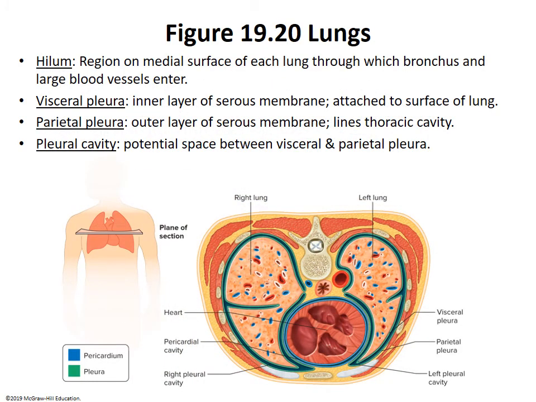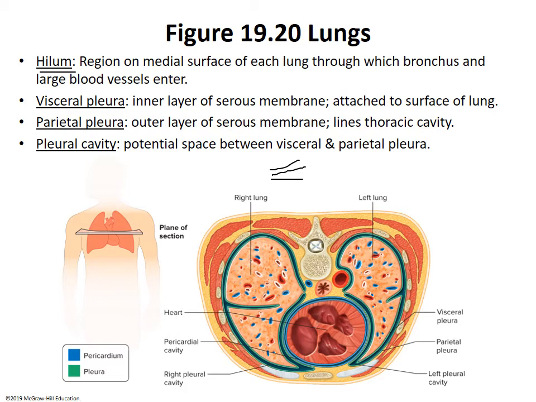Now the lungs are going to have this little area called the hilum. I might be mispronouncing it. I apologize. It is the area that's going to be on the medial surface, to where you're going to have the artery come in and the vein leave, and you're also going to have the bronchi come in. So this is the area of entrances and exits.